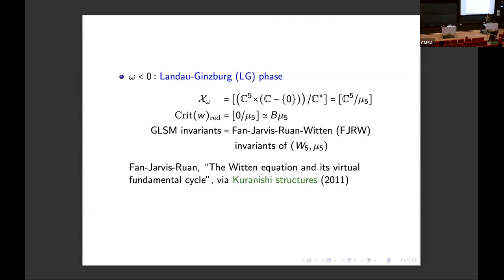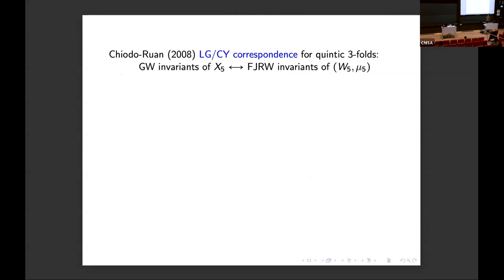Now, Chiodo and Ruan proved a version of the Landau-Ginzburg/Calabi-Yau correspondence for the quintic threefold. As we see, the Gromov-Witten invariants of X5 and the FJRW invariants of W5 and mu5 should be related by variation of GIT. So it is expected that these invariants correspond to each other at all genera. This work of Chiodo and Ruan is about genus zero. Let me briefly describe what they did.